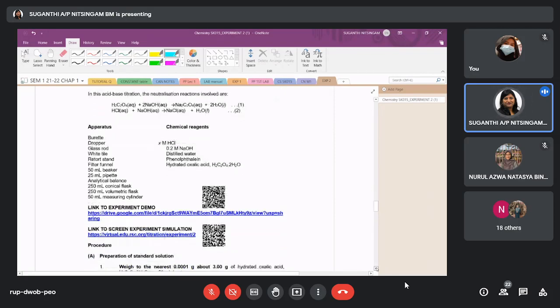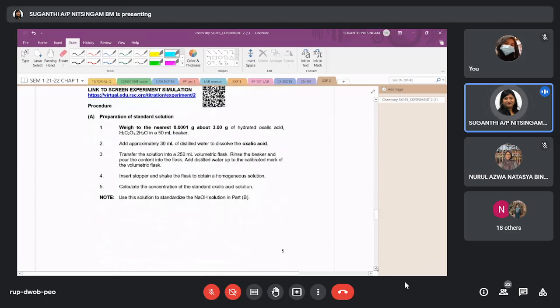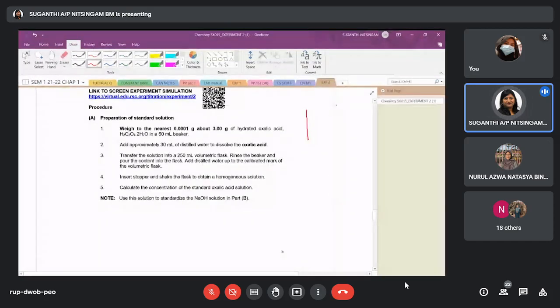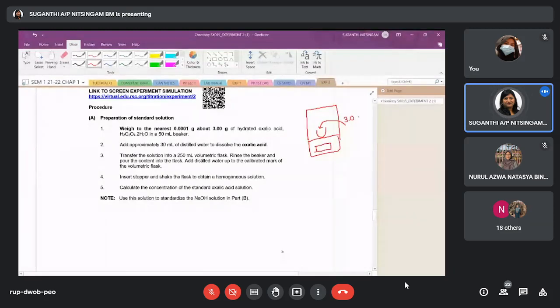I will just go through first this part of it. Okay, first thing yang kita nak buat is we are going to prepare a standard solution. So what we will do is we will weigh 3 grams of hydrated oxalic acid. So when you go in, what do you have? Analytical balance. So you get into the analytical balance here. Masukkan you punya crucible. And you will weigh 3 grams of oxalic acid.